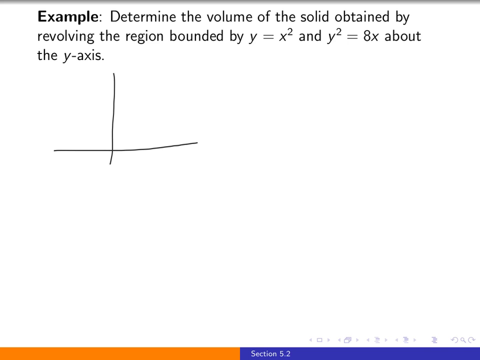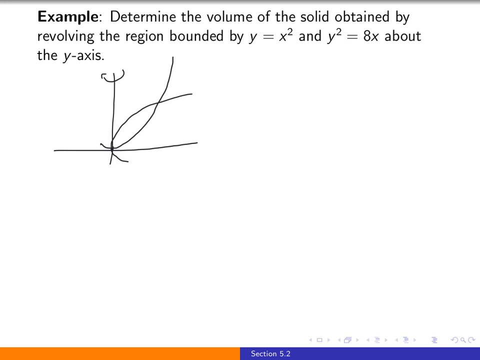So we have the curve y equals x squared, roughly speaking, a parabola opening upward. I'm only drawing the relevant portion that we are going to need here. And then we have y squared equals 8x, a parabola opening in the positive x direction. Roughly speaking, both of these go through the origin. It looks something like this.